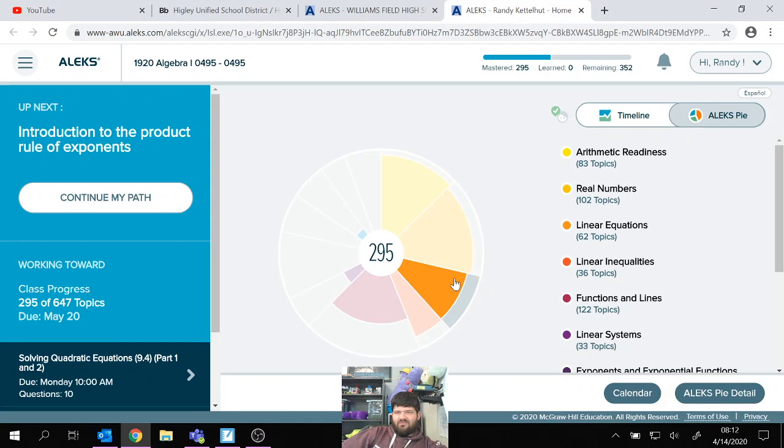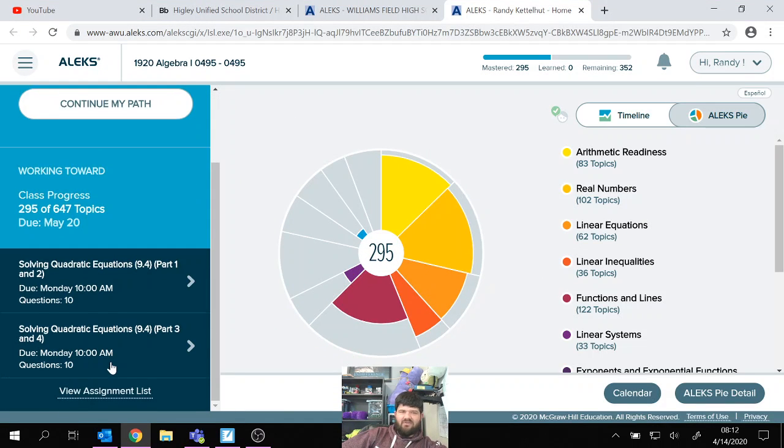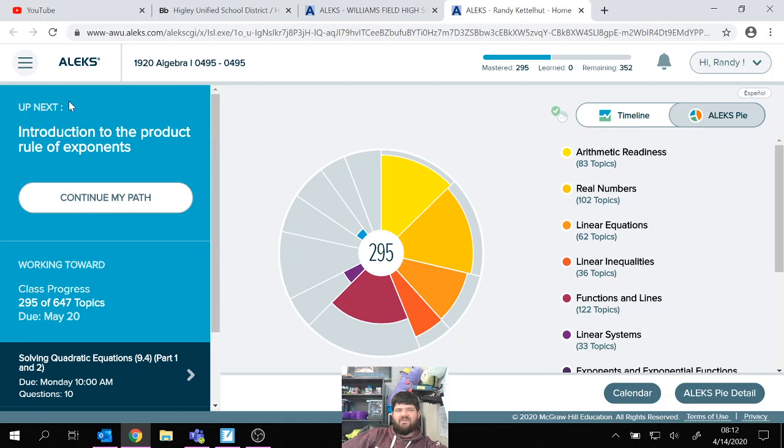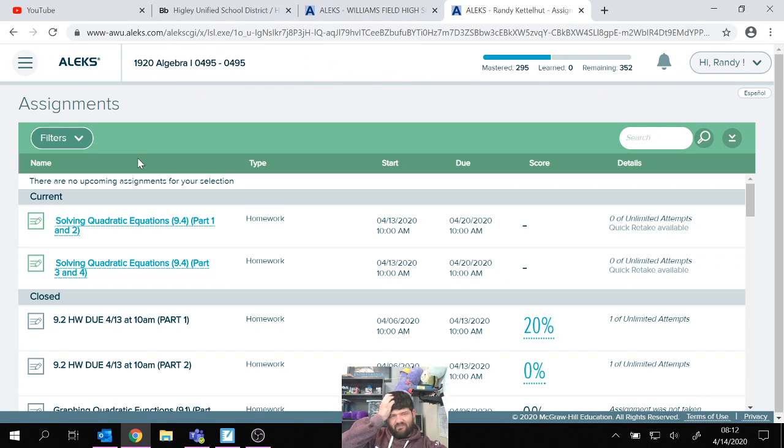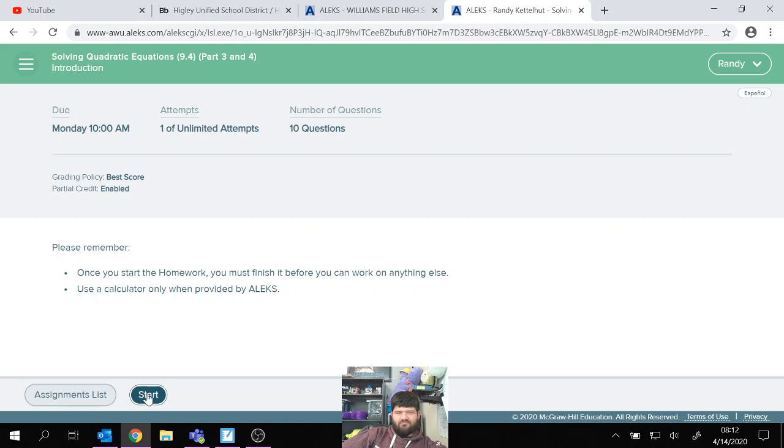Here's our Alex. Some of you, sometimes if the homework doesn't show up on the left side of the screen over here, you can always get to it by hitting the pancakes on the top, going to assignments. There they are. Today we're doing part 3 and 4.